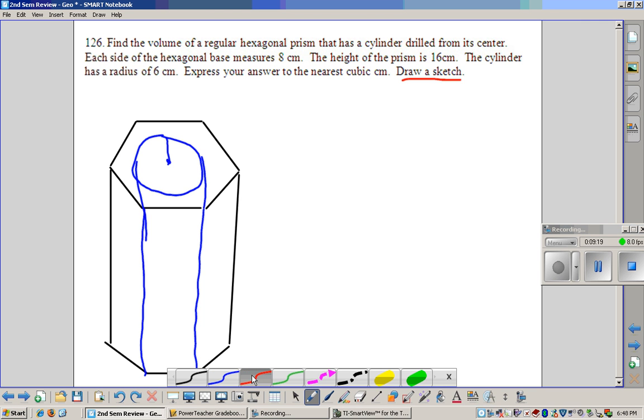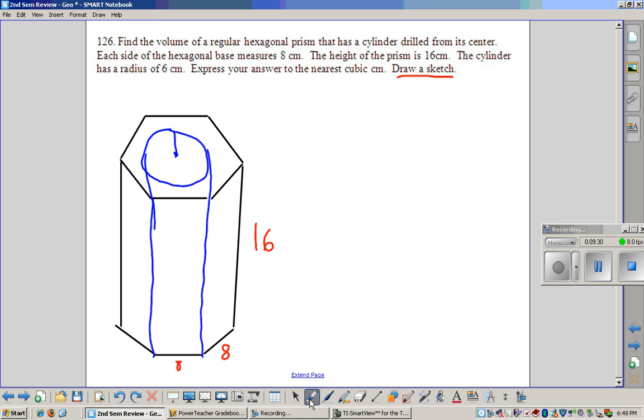Okay, so let's go ahead and label it. It says the height of the prism is 16. It says the hexagonal base measures 8. These are all 8. It also says that the radius is 6. And find the volume of the prism that has a cylinder drilled from its center. So the cylinder has been removed. So we need to find the volume of the prism.